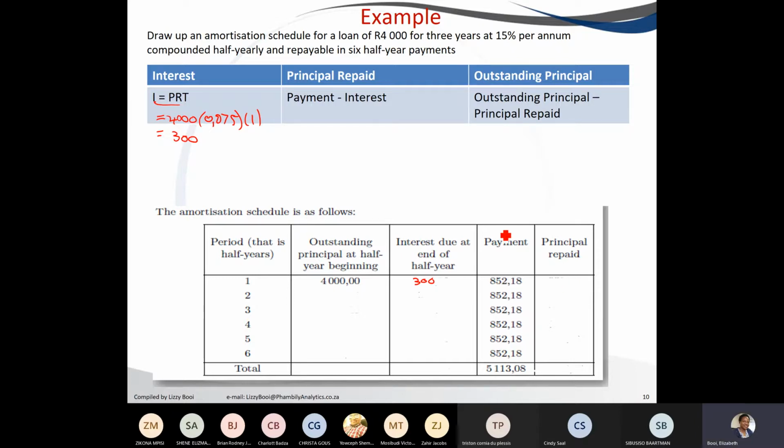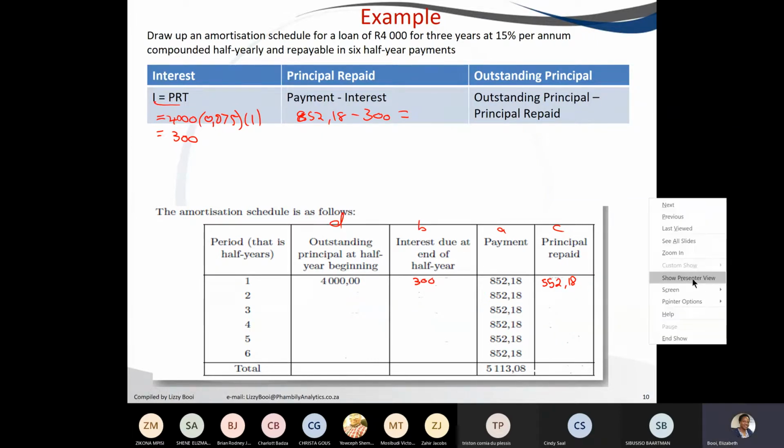Principal repaid. If I remember, it says A, B, C, and D. So we go to C to calculate the principal repaid. It's 852.18 minus 300, which gives you 552.18. That is the principal repaid.